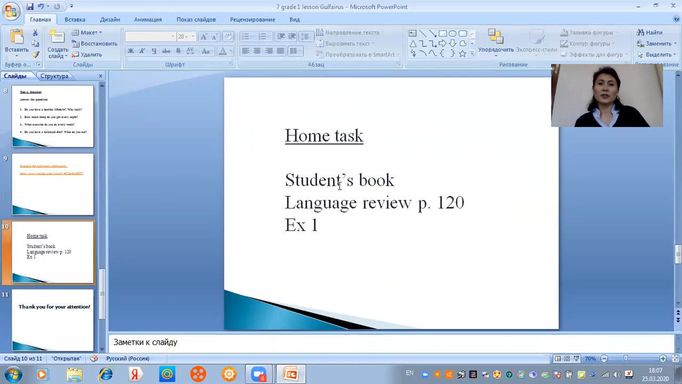Your home task is exercise 1 at page 120, language review for module 8 in student's book.